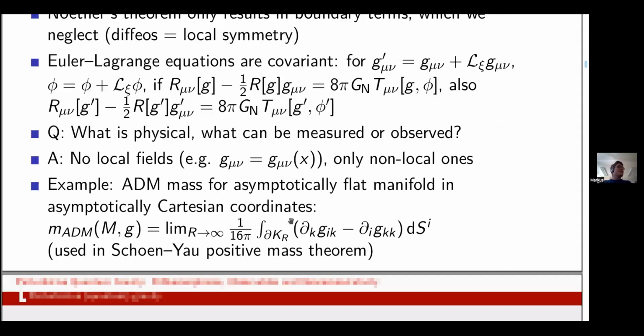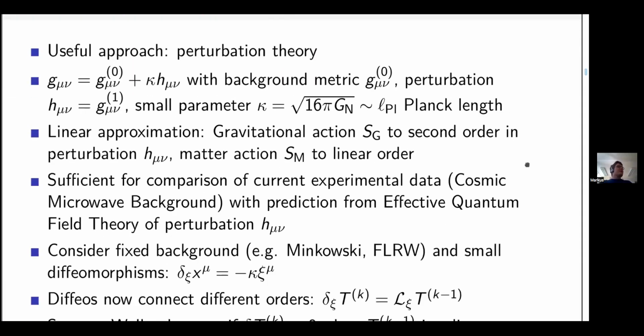Okay, great. Now we come a bit more to my work, which is perturbation theory. If you want to think about these questions in full generality, without invoking some kind of perturbation theory, it is very hard. And perturbation theory is a useful approach in many cases, also in this case. You take your full metric g, and decompose it into a background metric g0 and a small perturbation h, so this is, say, first order.